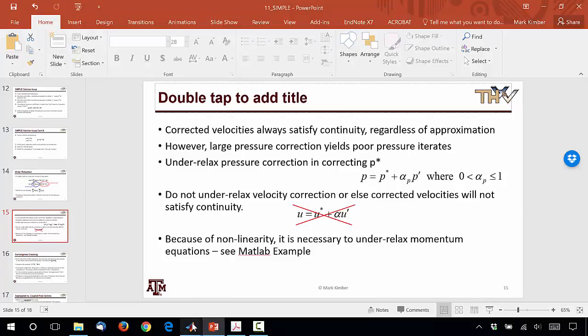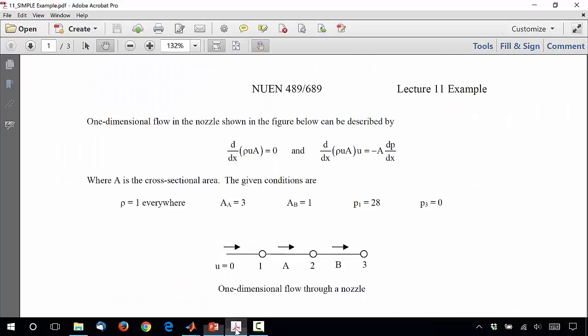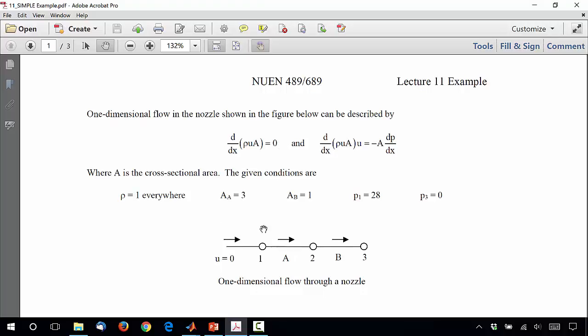So I posted a Matlab script, and then this PDF, which is a 1D problem. We're looking at a one-dimensional nozzle, or one-dimensional flow through a nozzle. Here's our continuity equation. Here is our momentum equation. The cross-sectional area is varying from node to node. We're just going to have a small number of nodes in this case, just to illustrate how to code this up and make it work.